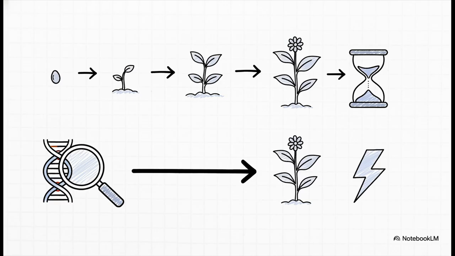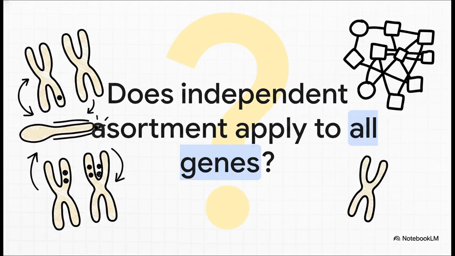And modern technology has completely supercharged this. Instead of waiting for a physical plant to fully mature to see its traits, scientists now use marker-assisted selection. By looking directly at the DNA markers, they can identify those favorable, independently assorted genotypes immediately. This has literally shrunk a traditional decade-long breeding process down to just 3 or 4 years. But, here is a critical plot twist to keep us on our toes. Does this neat and tidy mathematical rule of independent assortment actually apply to every single gene in a cell? What do you think?